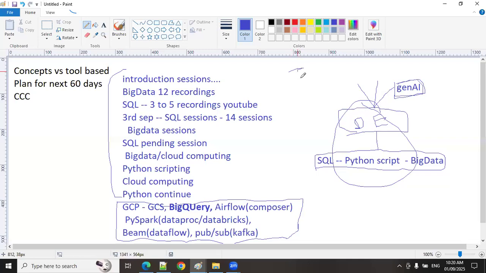Or you are working as a tester and you want to become this, not at all possible. You are working as a network engineer, very difficult. You are working as a DevOps, very difficult. But this is the right path.